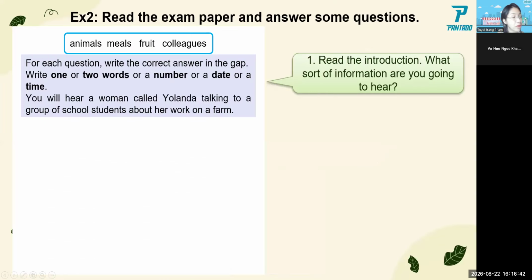And next, we move to exercise number 2. Read the exam paper and answer some questions. For each question, write the correct answer in the gap. Write 1 or 2 words, or a number, or a date, or a time. You will hear a woman called Yolanda talking to a group of school students about her work on a farm.